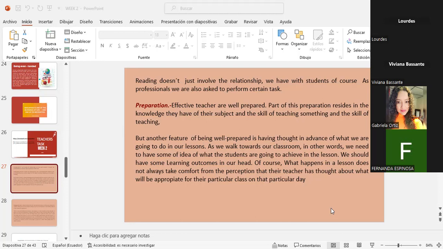Good. So let's continue with this paragraph. What happened in a lesson does not always take comfort from the perception that their teacher has thought about what will be appropriate for their particular class on that particular day. I remember that we learned this. What happens if you do not agree with the book that the institution gives you? What are you going to do? Do you remember?